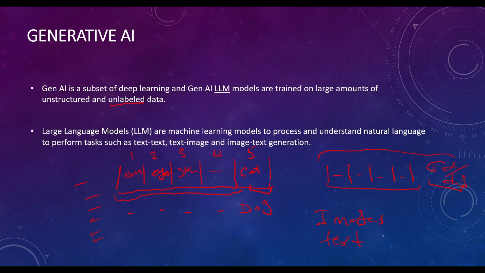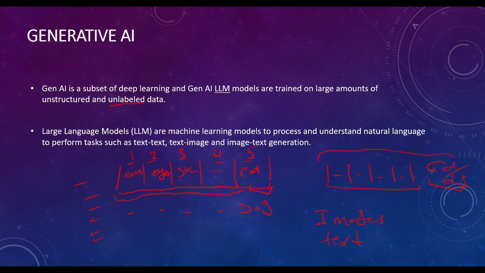So raw text, for example, is an example of unstructured data, which means that we don't have these columns, and we don't have the headings of these columns. So if we don't have this, it is unstructured data or unlabeled data. So all the large language models are trained on large amounts of unstructured and unlabeled data.